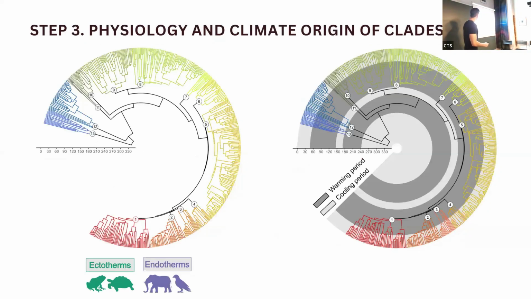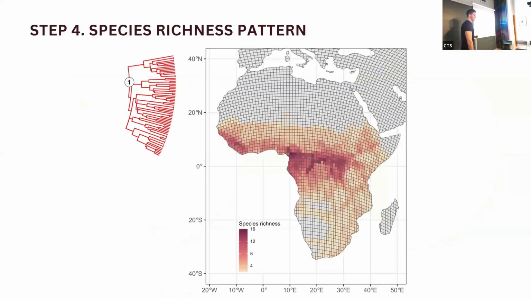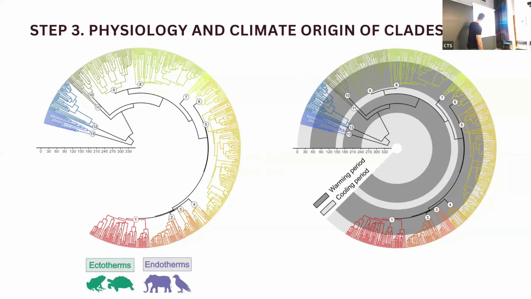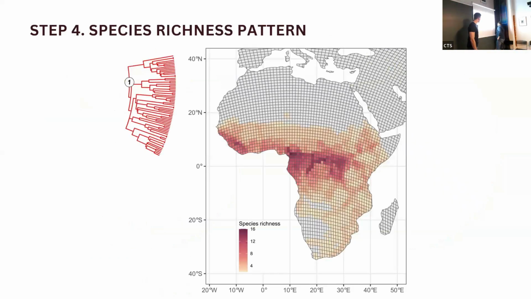The next step: for each of these selected clades, we assign it, based on its physiology, as either ectotherm or endotherm, and we also classify these clades as appearing in warm or cool periods, to test the theories that I mentioned before. Sorry. So okay, let's say we took this first clade here, this clade that has this geographic distribution in species richness.